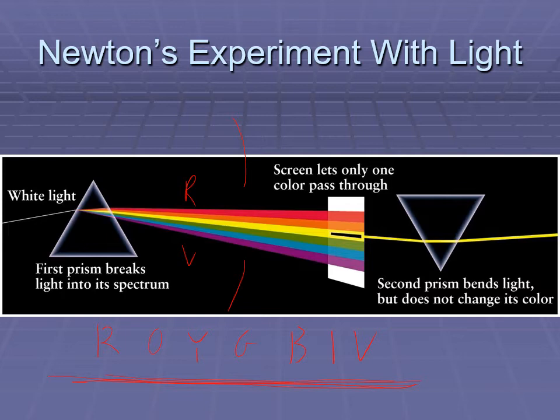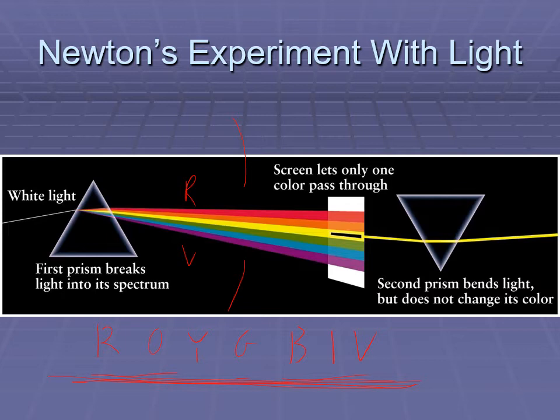And so it was always red was the least bent going through a prism, violet was the most bent going through the prism, green was in the middle. This was the order of the colors. For students, it's been very useful because you can imagine this is like a guy's name, Roy G. Biv, and you can remember the colors.